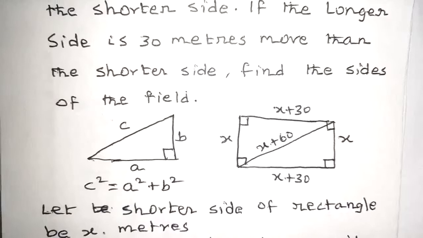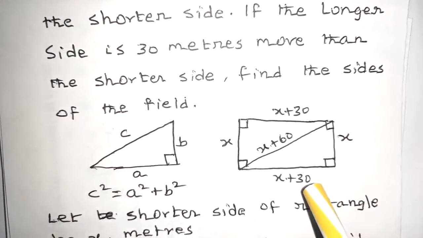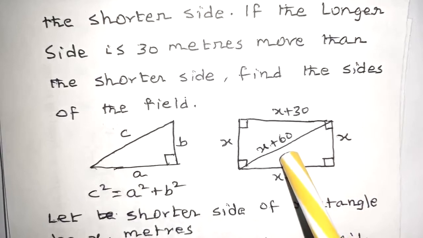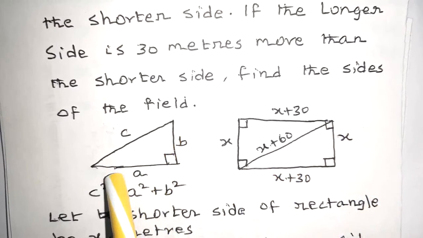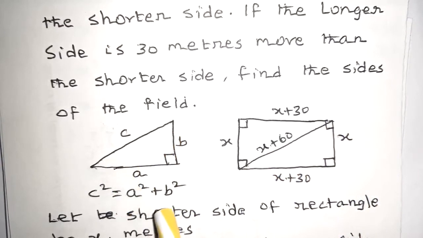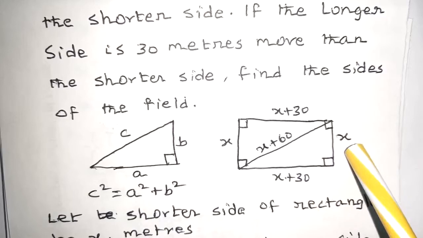Here again observe this. This is the shorter side, this is longer side, and this is the diagonal. We get a right angle triangle. So this is right angle triangle. We can use the Pythagoras theorem. C square equal to a square plus b square. That is x plus 60 whole square equal to x plus 30 whole square plus x square.